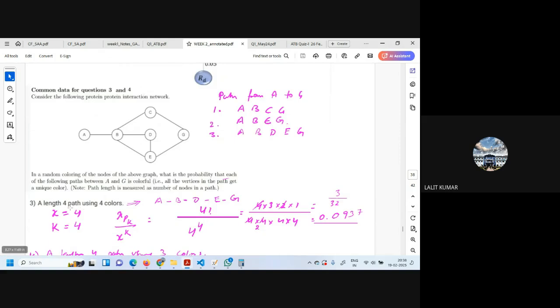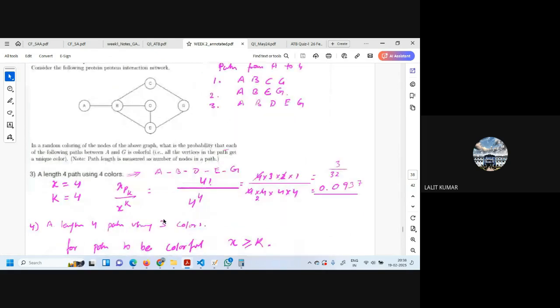And they have given 4 colors. So directly we can apply the formula: X is equal to 4, K is equal to 4. So the probability that each of the following will be colorful is X P K divided by X to the power K, which is 4 factorial divided by 4 to the power 4. That's how we get the answer.